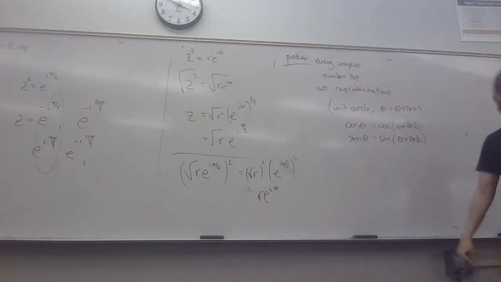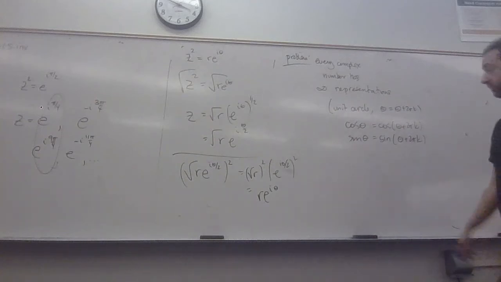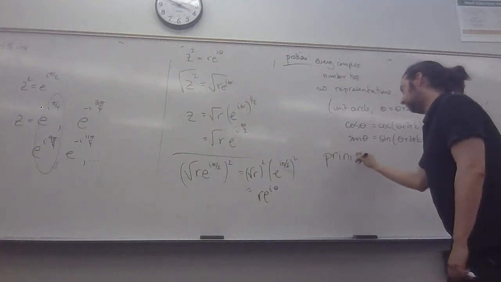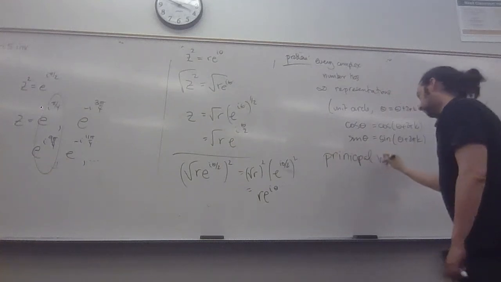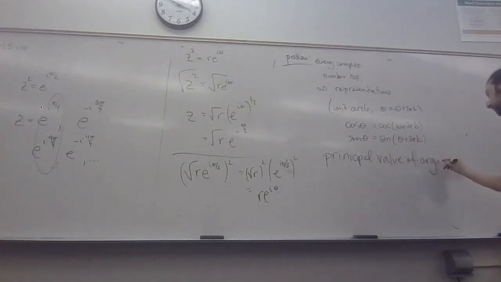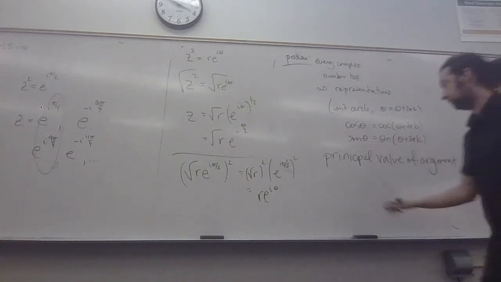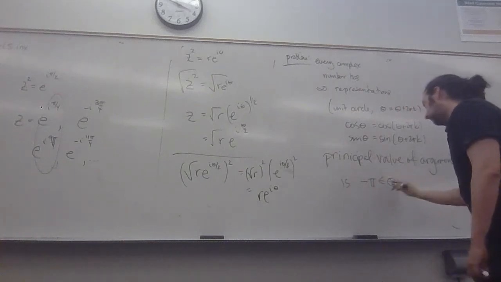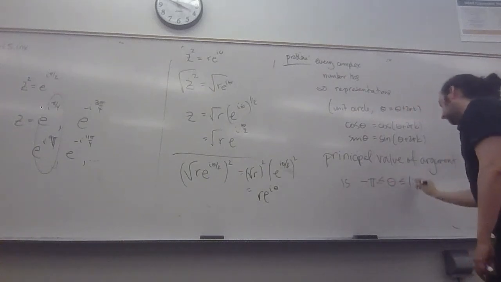So what we do is we restrict the allowable arguments. So I'm going to make the following assertion. The principal value of the argument is strictly between minus pi and up to pi inclusive.